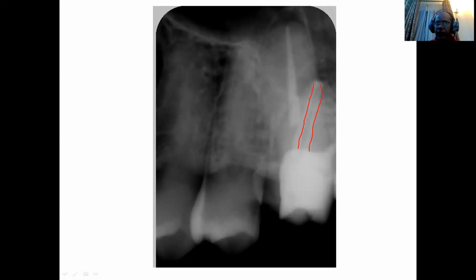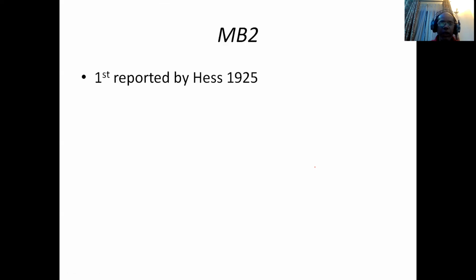So let me discuss some more about this MB2 canal. It is also called the mesiopalatal canal. One is the mesiobuccal canal, another is the mesiopalatal canal, commonly known as MB2. In the literature, it was first reported by Hess, a general practitioner dentist, in 1925. He reported that there is an extra canal in the mesiobuccal root of the maxillary first molar.